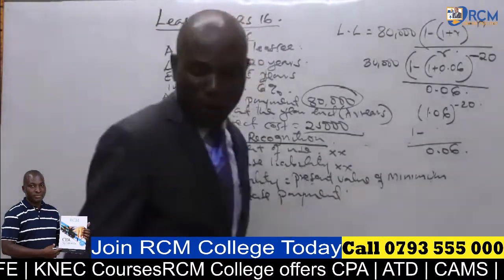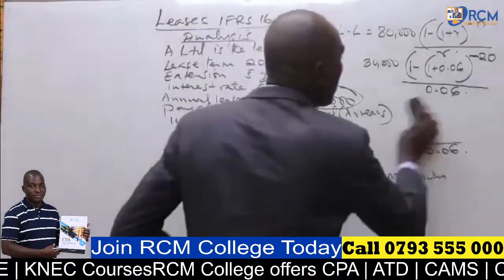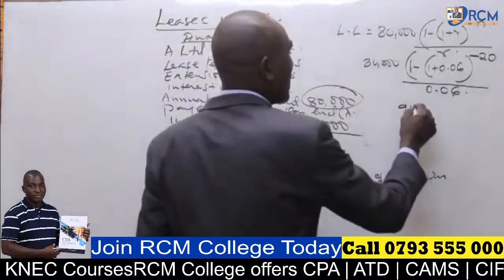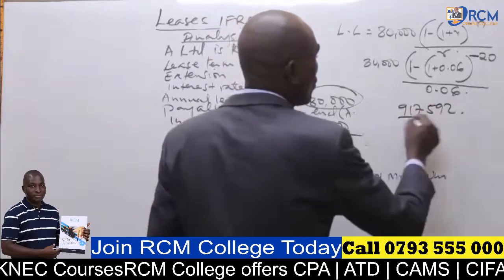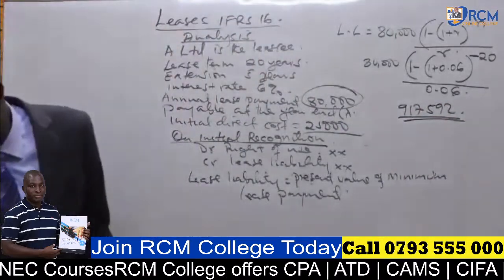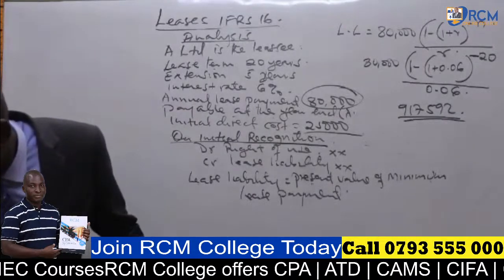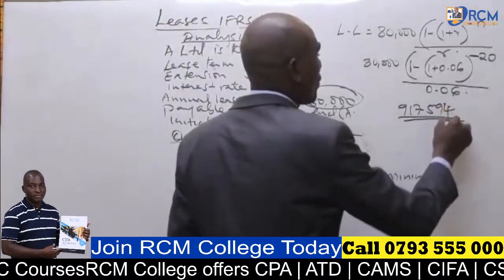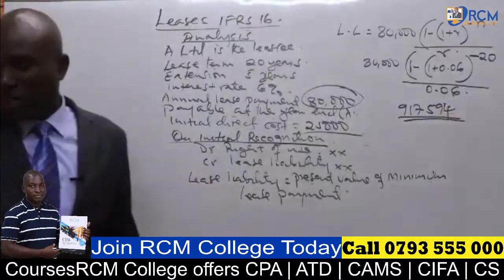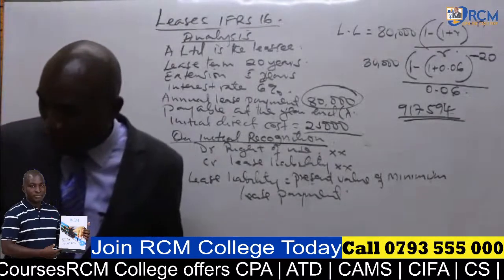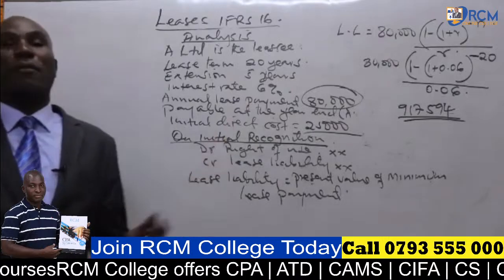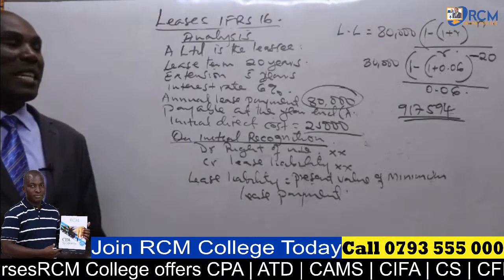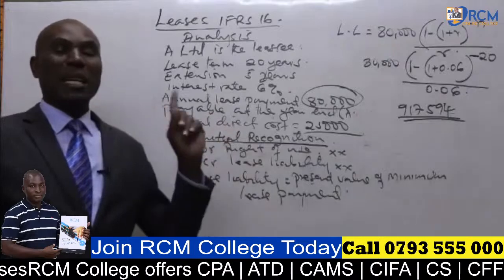917,592. Therefore, our present value, according to what I'm seeing there, is 917,592. That is our lease liability. As you can see, 93 point. Let's round off to 4: 917,594. I'm rounding off because I'm seeing many of you with 93.7. That is our present value, which is the lease liability.